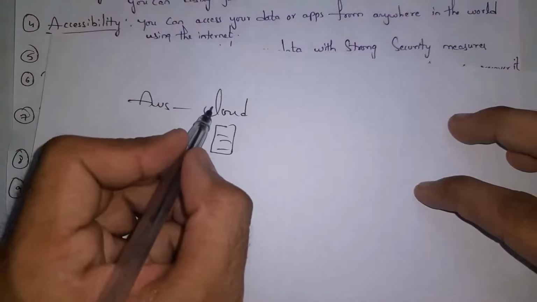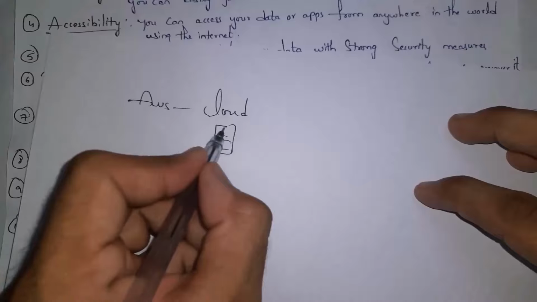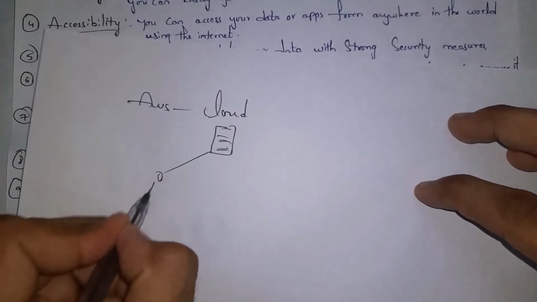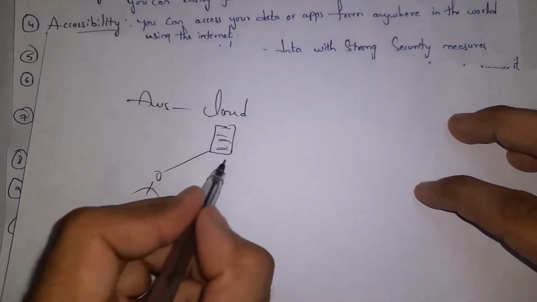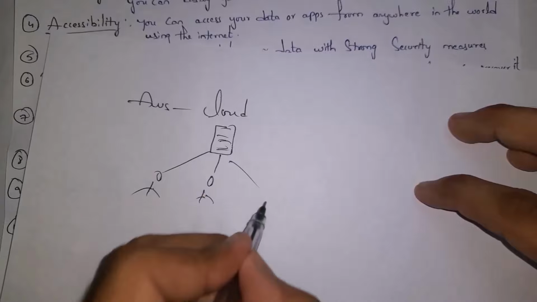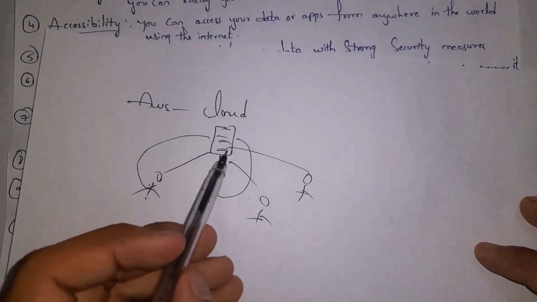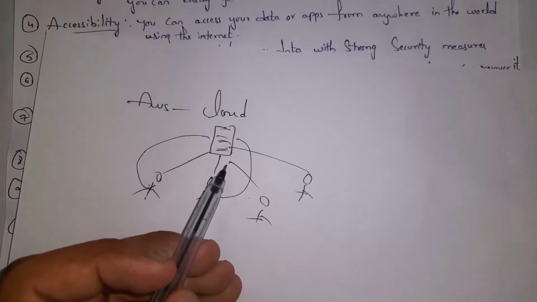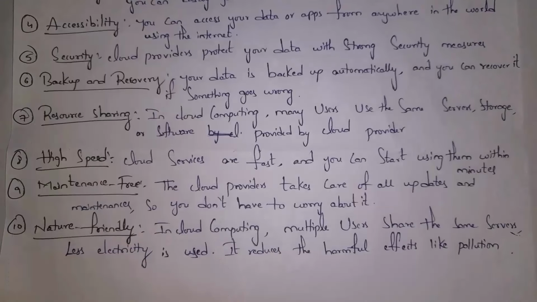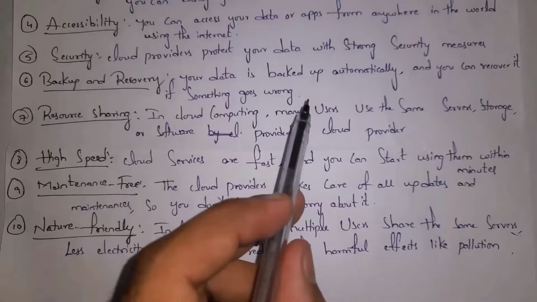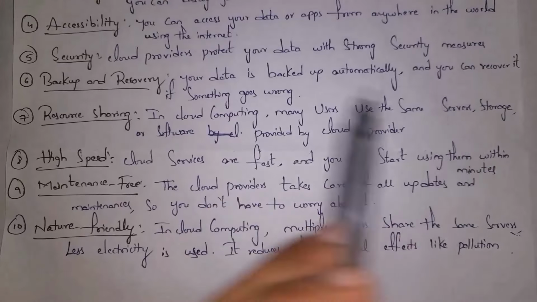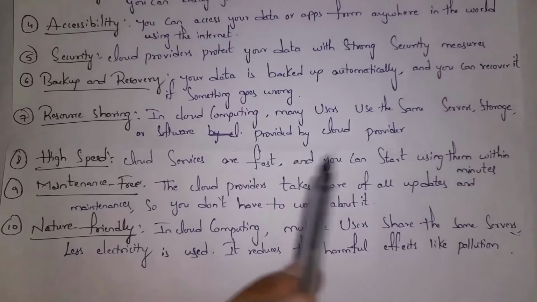Guys, for example, in cloud like AWS, I took one server for rent. Not only a single user will use this server, there are multiple users who will use the same server at a time. This is the meaning of resource sharing. In cloud, many users use the same servers, storage or software provided by cloud providers.